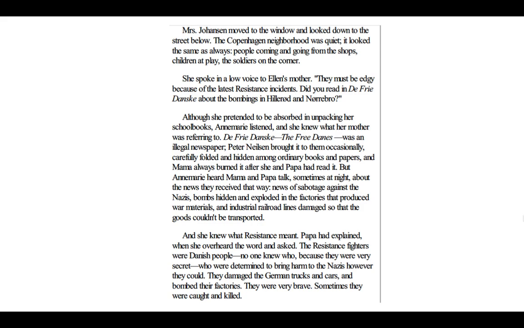And she knew what resistance meant. Papa had explained when she overheard the word and asked. The resistance fighters were Danish people. No one knew who, because they were very secret, who were determined to bring harm to the Nazis however they could. They damaged the German trucks and cars and bombed their factories. They were very brave. Sometimes they were caught and killed.